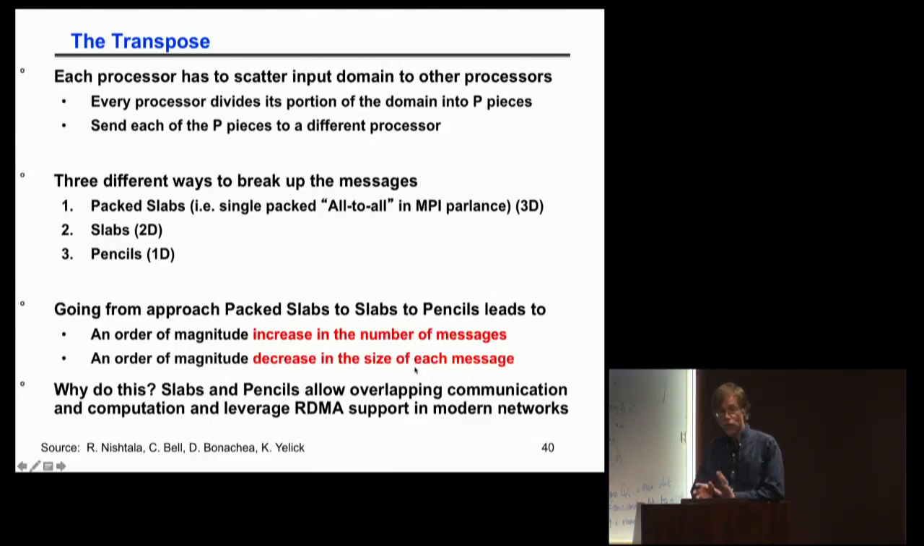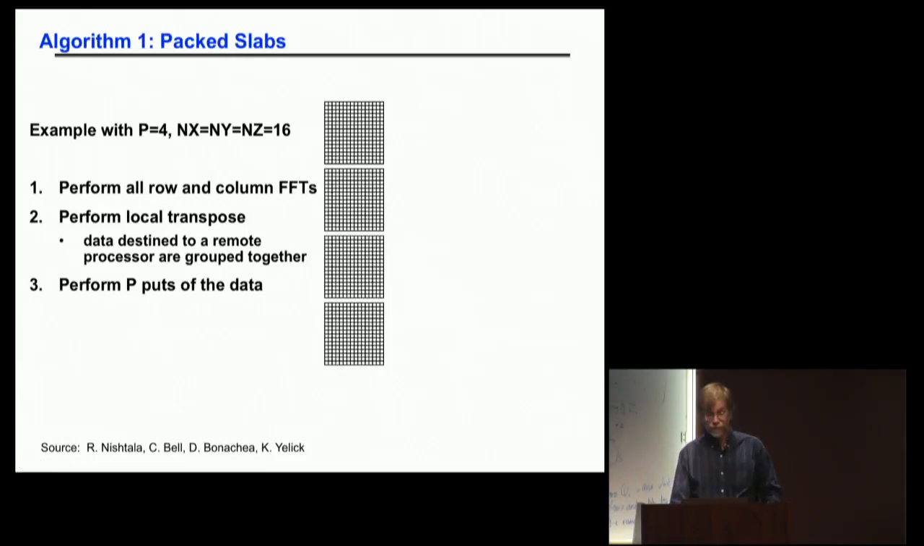So let me show you an animation of what this looks like. In this case, I have a 16 by 16 by 16 cube of data, and it's going to be spread out over 4 processors. So the first processor, say the green one, is going to own 16 over 4, or 4, of these 16 by 16 slices. So what I'm going to do is perform all the row FFTs on each one, perform all the column FFTs, and then transpose.